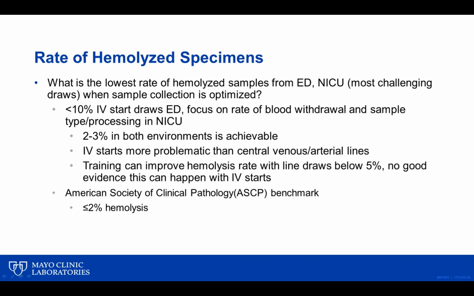One of the benchmarks that has been identified is from the American Society of Clinical Pathology, which defines an acceptable or ideal rate of hemolysis as less than 2% of all collections. So that's the mark that we strive for.